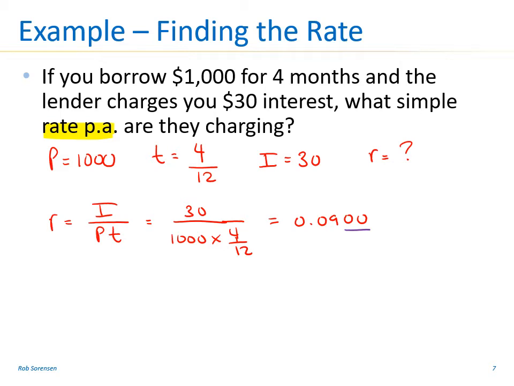And how do I convert it over to a percentage? Well, you might see this kind of notation sometimes. That just means move the decimal over 2 and add the percent sign. And if we do, we get 9.00% as our answer. So this bank is charging us, or this lender is charging us, 9% annual interest rate on this loan.